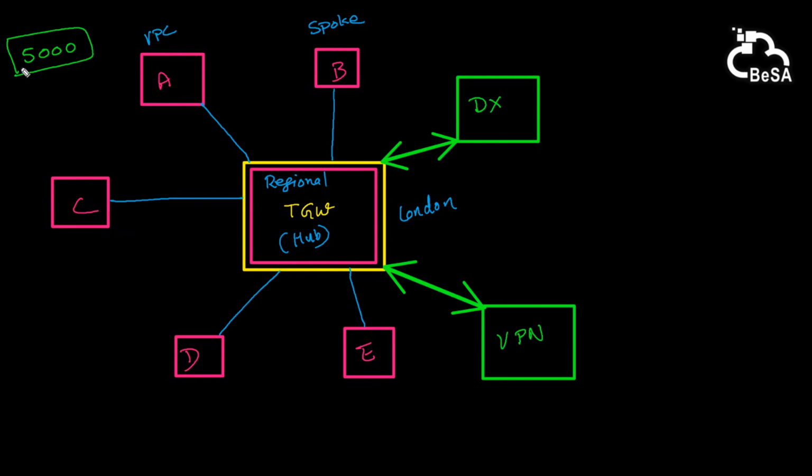So this was the right picture till a few years back. Now AWS thought that okay, so London Heathrow has to be connected to another hub.